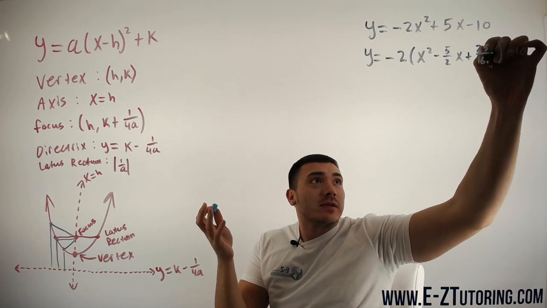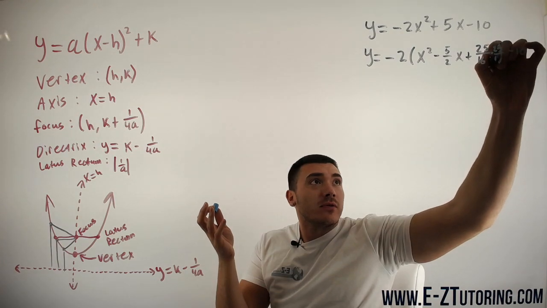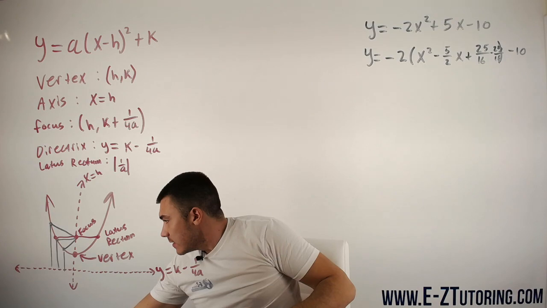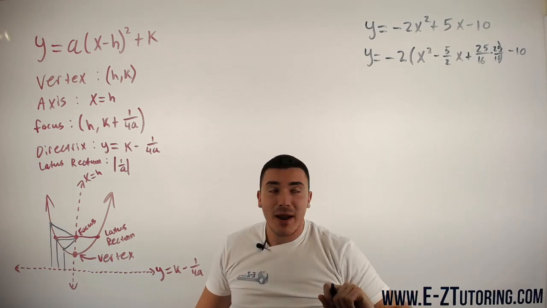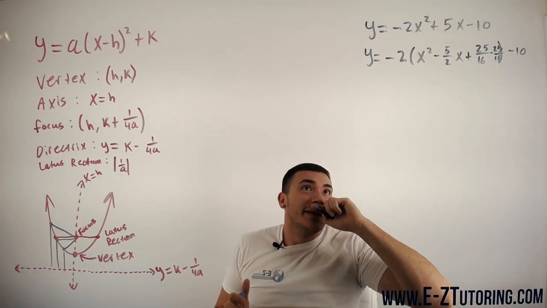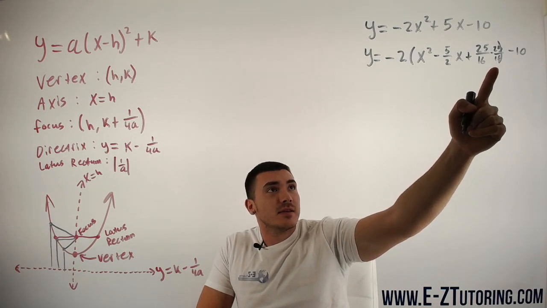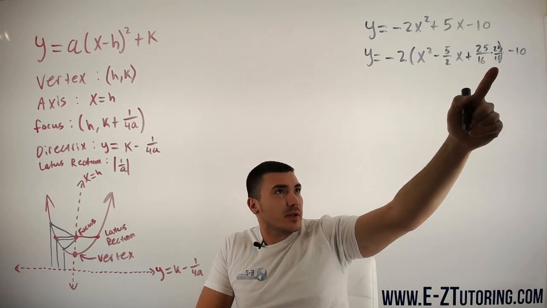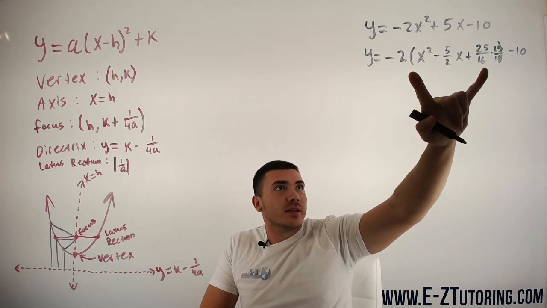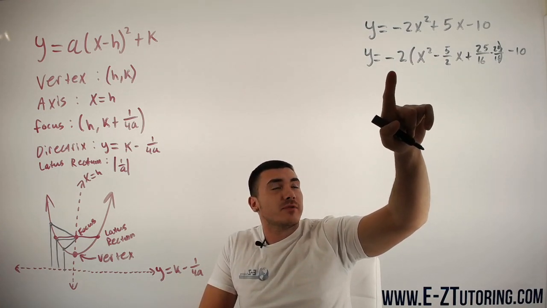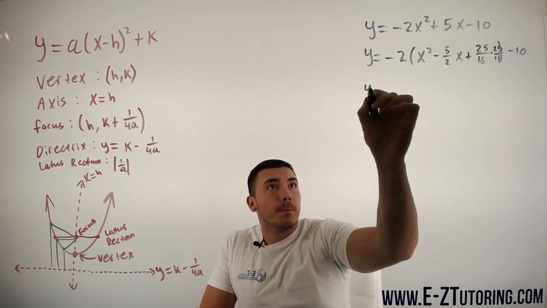So I also have to subtract 25/16. I'm kind of running out of room here, but that's semi-readable. All right. Now, we don't want the 25/16 in the parentheses because then we won't be able to complete the square. We only want these three terms in the parentheses. So to bring this out of the parentheses, we will have to multiply it by -2.